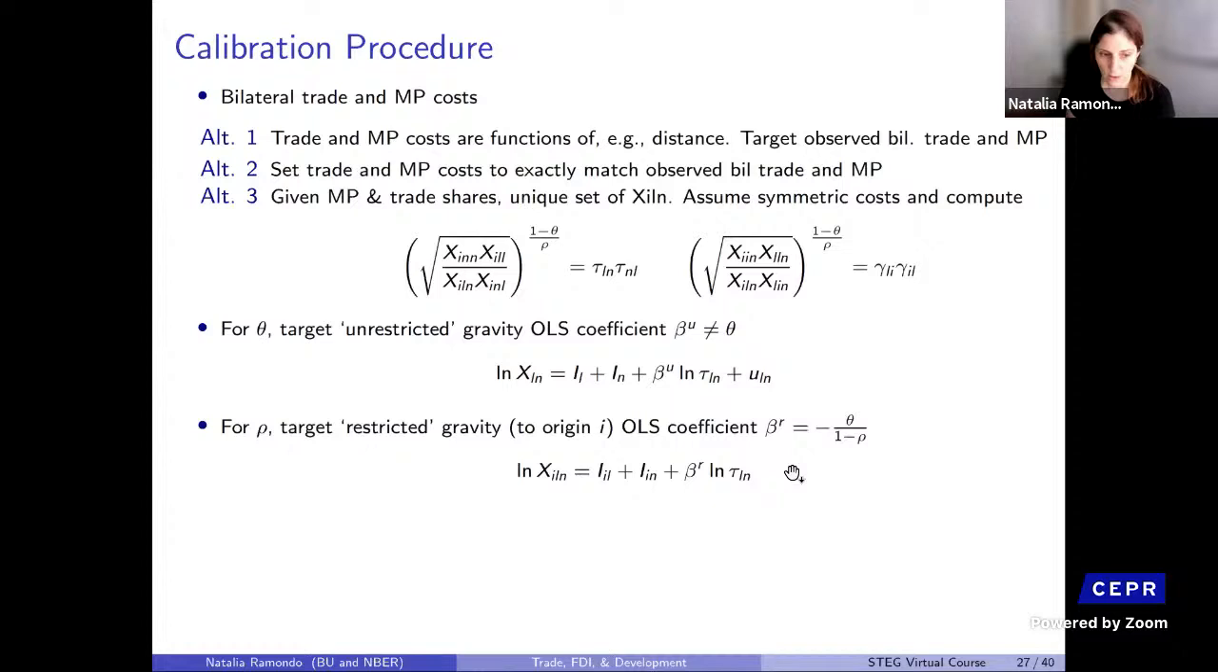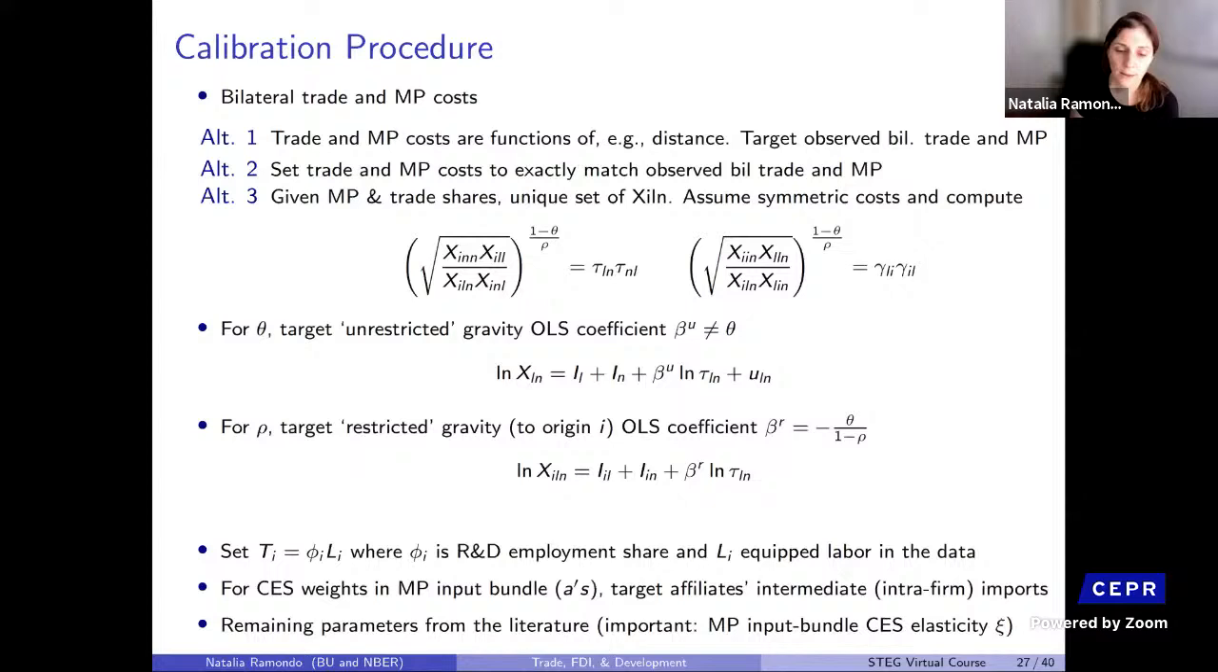And then there are always these things, how you calibrate the scales. There are many ways to go. We in general assume that it's proportional to some measure of size, like labor, or employment or something like that. So we set it up basically from data. And then if you incorporate sourcing, you should target some intermediate imports to calibrate that CES function for the sourcing, and maybe intra-firm. That's how we did it. And then some other remaining parameters, we take from the literature. So this is how we went with this paper.